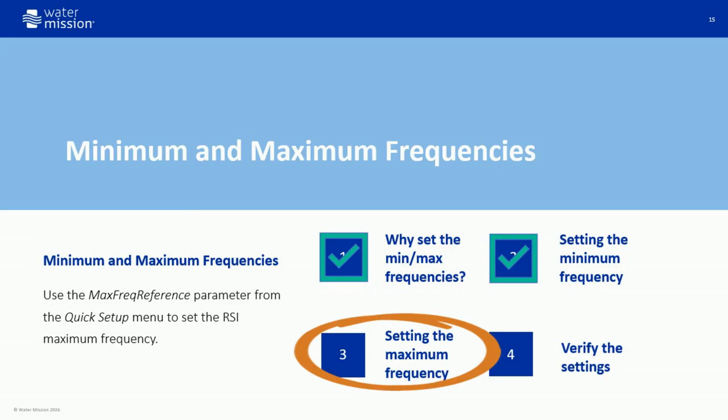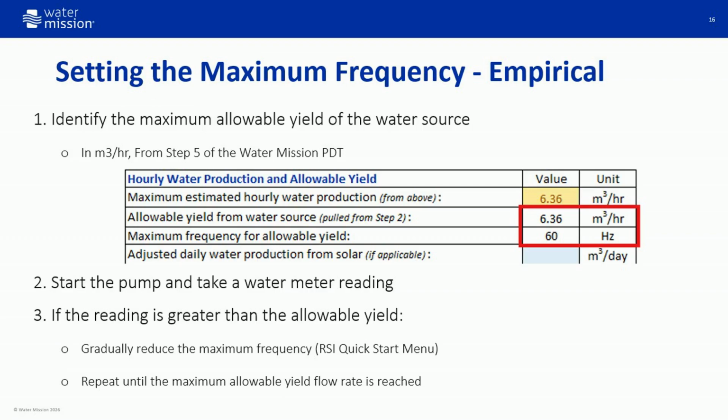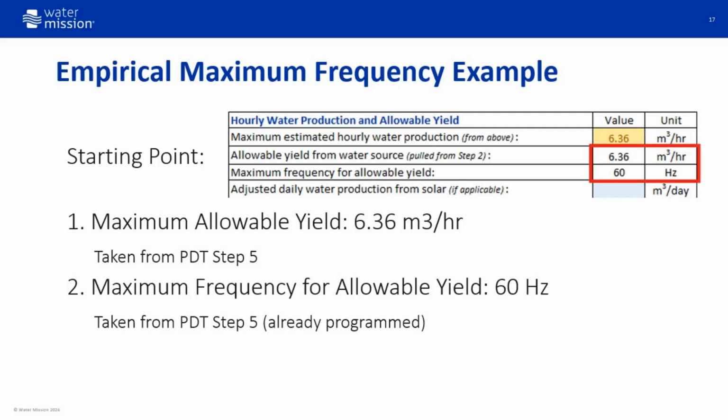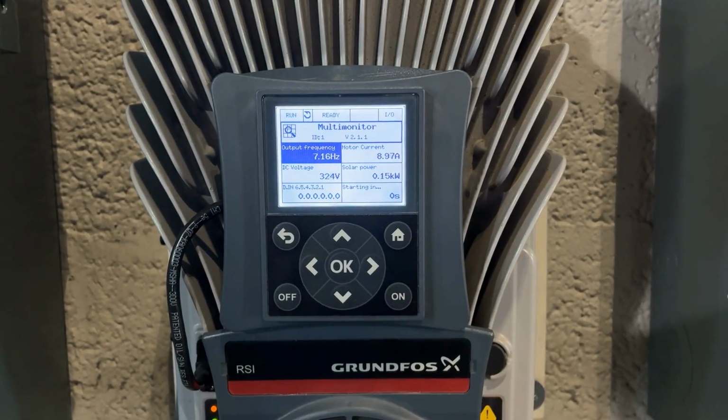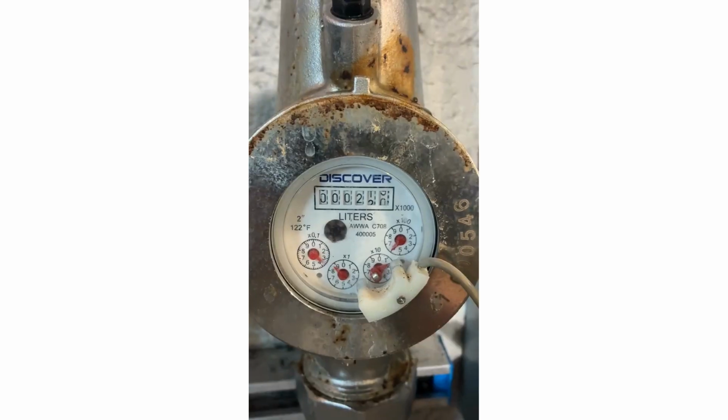Next, let's discuss how to set the maximum frequency for the pump. We've identified that the maximum allowable yield is 6.36 meters cubed per hour, which theoretically corresponds to a calculated 60 Hz from the Water Mission pump design tool. 60 Hz is also the maximum frequency from the pump and RSI specifications. Start the pump and let it reach the calculated maximum frequency you've already programmed into the RSI, which in our example is 60 Hz. Then take a 1 minute water meter test.